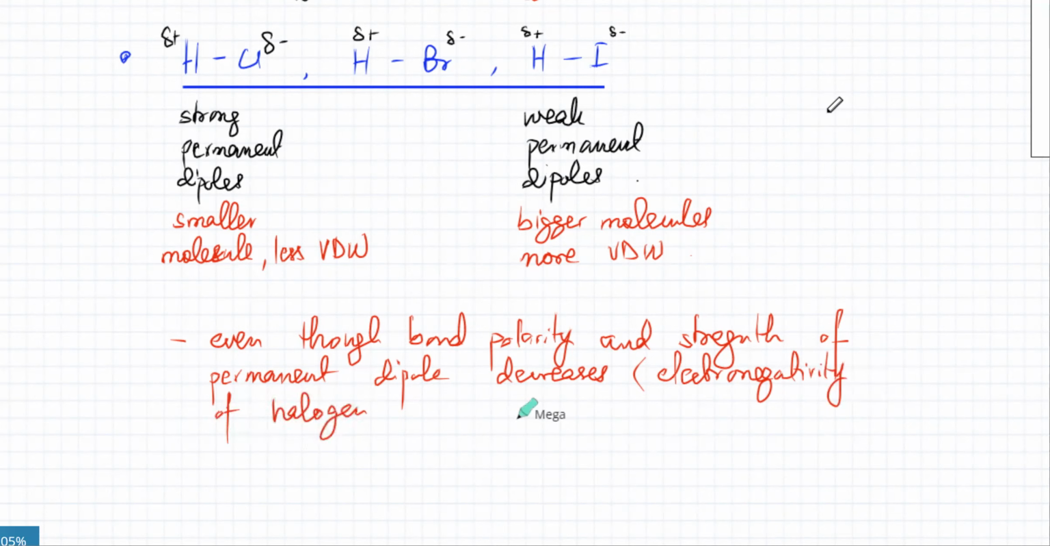This is a very popular question. They always ask you about this. So the electronegativity of the halogen decreases down the group.